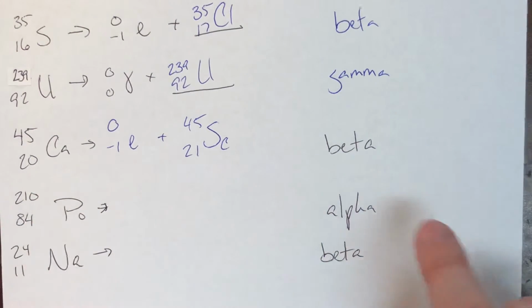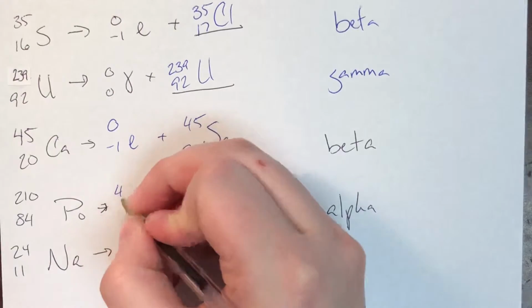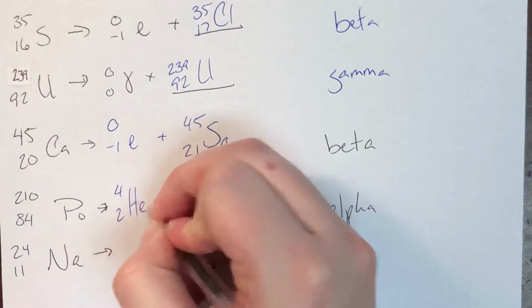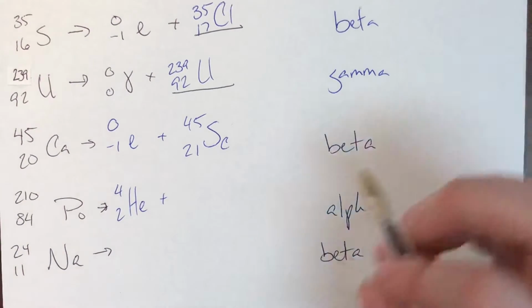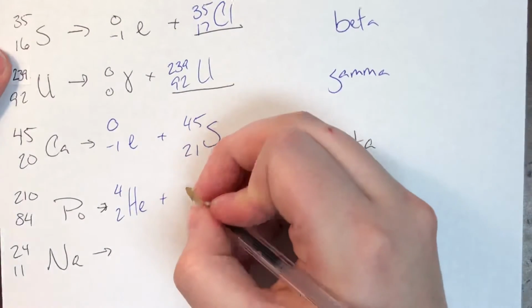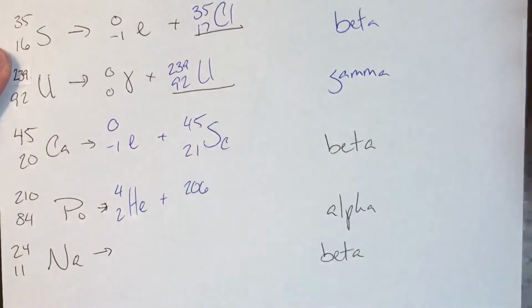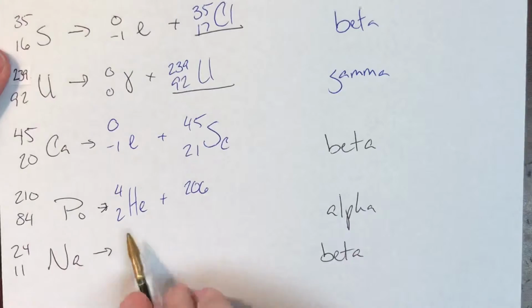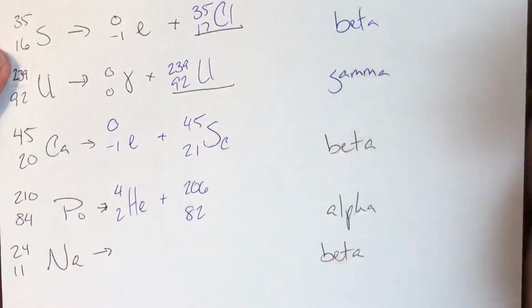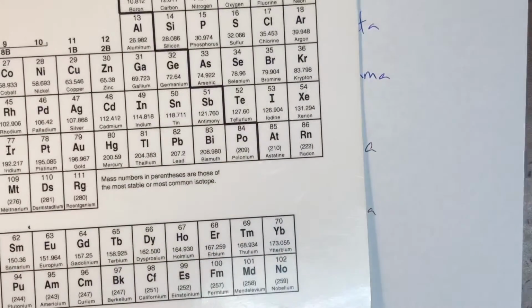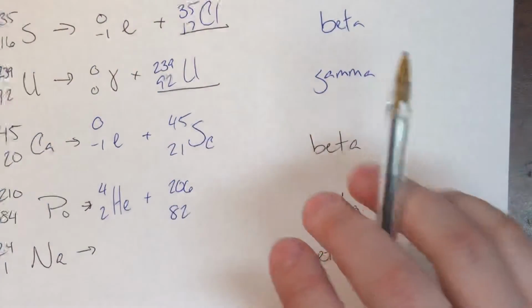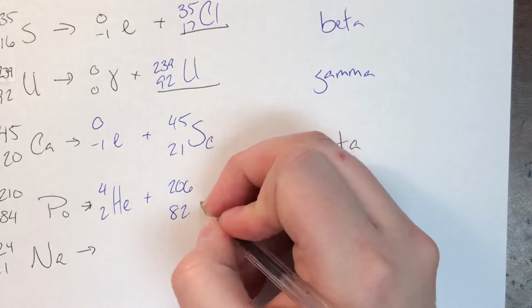We have polonium-210. It's going to undergo alpha decay, and we just need to subtract and figure out what's going to happen. So 210 minus 4 is going to give me 206 as my new mass, and 84 minus 2 will give me 82 as my new proton number. And now I just need to find the element that has the atomic number 82, which is going to be lead.